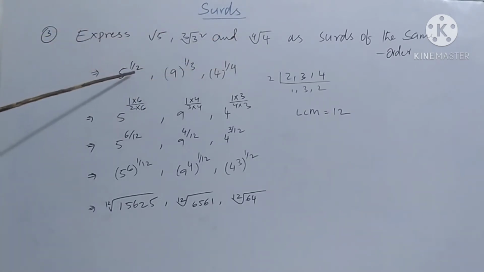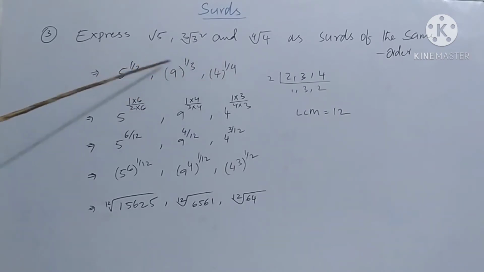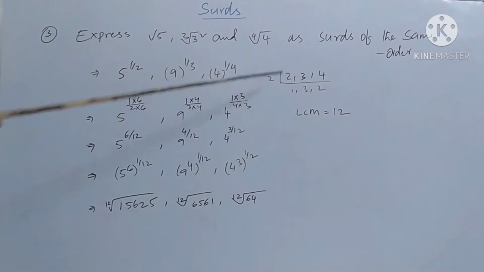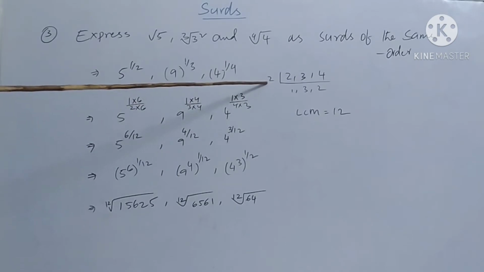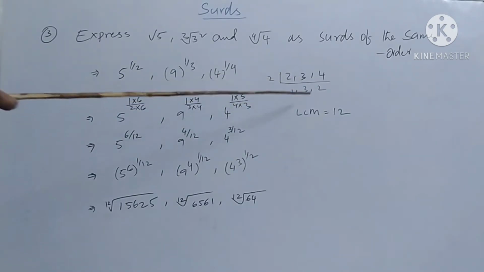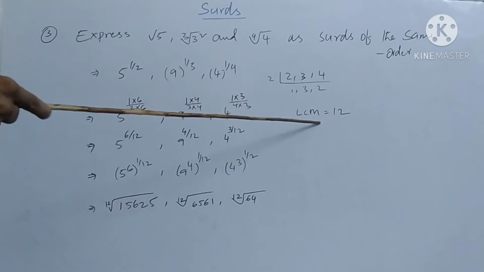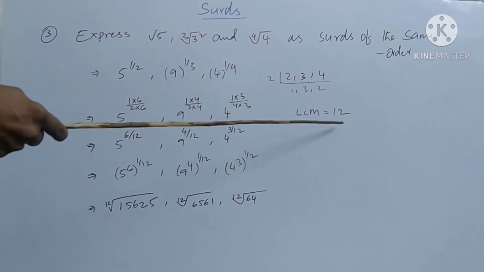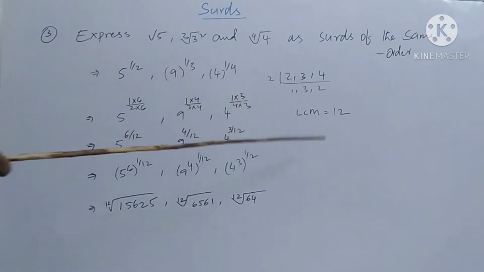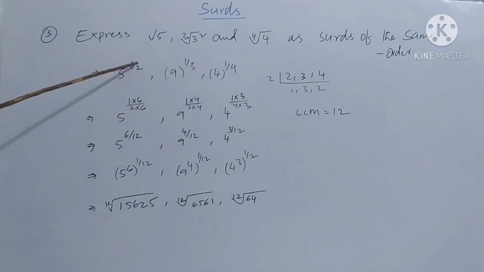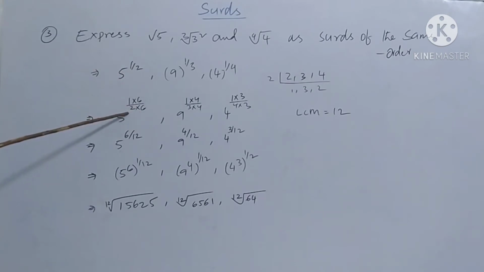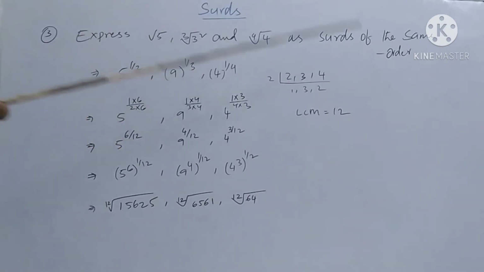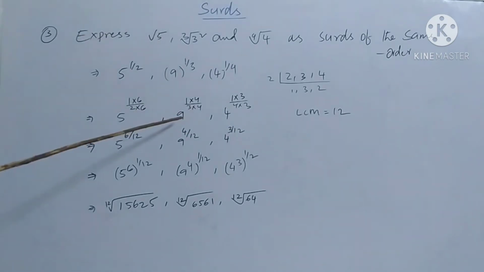Let's take the LCM of these denominators, 2, 3 and 4. Here 2 ones are 2, 2 twos are 4, so 2 into 3 into 2, the LCM is 12. How many times does 2 divide 12? 6 times. So multiply numerator and denominator by 6, 6 divided by 6. How many times does 3 divide 12? 4 times. So 1 by 3 into 4 divided by 4.